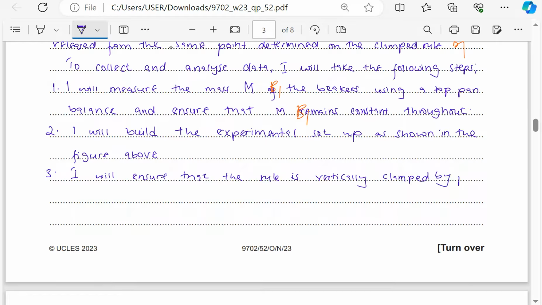By placing a set square beside the ruler as shown in the diagram. So I have ensured that the ruler is vertical by placing a set square beside the ruler as shown in my diagram.